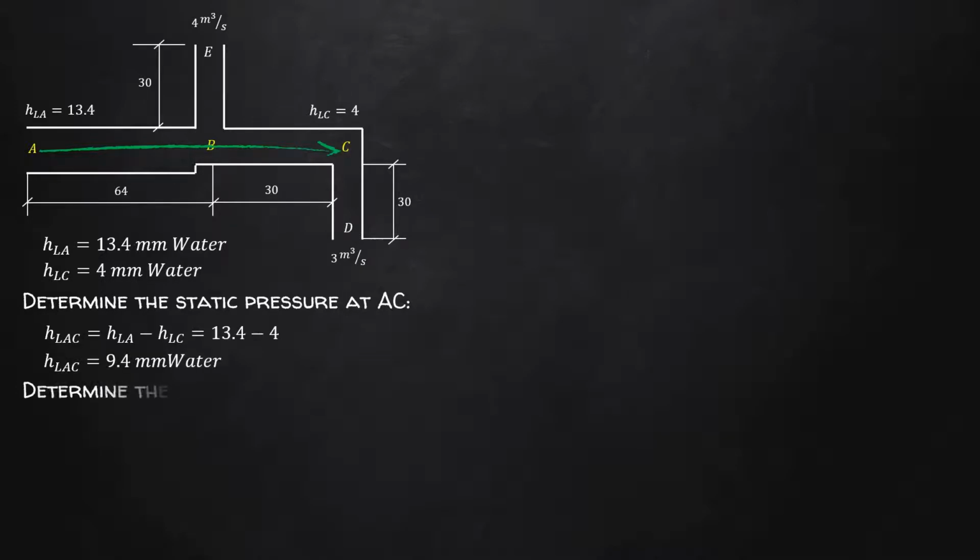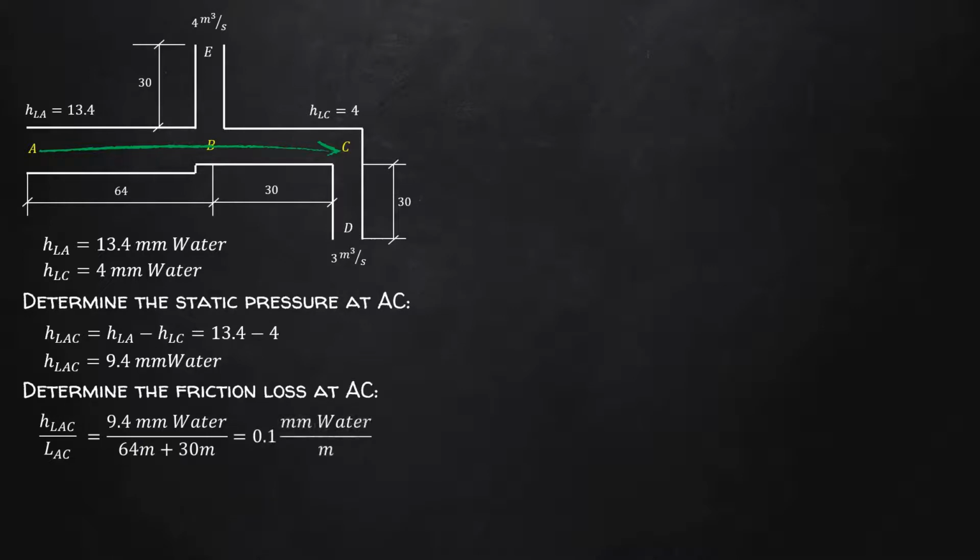We also need to determine the friction loss at AC. Friction loss at AC is equal to static pressure at AC over length of AC in meters. Substitute then simplify. And we got 0.1 mm of water per meter. Friction loss at AC is equal to the friction loss at AB and BC.